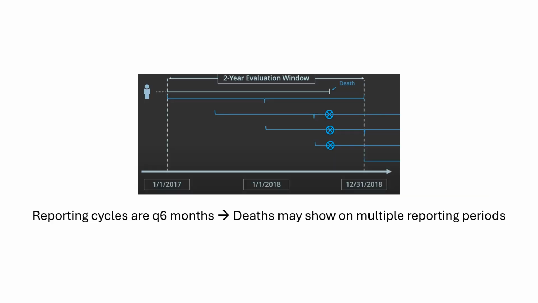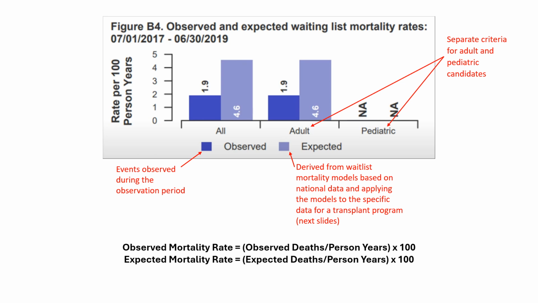In this SRTR illustration, you can see that since the evaluation period is 2 years, but the reporting cycles are every 6 months, it is possible that a death that occurs may show up on multiple SRTR reports. Now that we have a better understanding of how the SRTR derives values for deaths and person years for each program, we can discuss the observed and expected waitlist mortality rates. In this graphic, you can see the observed events are events that are actually observed during the observation period. So that means the number of deaths that actually occurred for a program during the observation period.